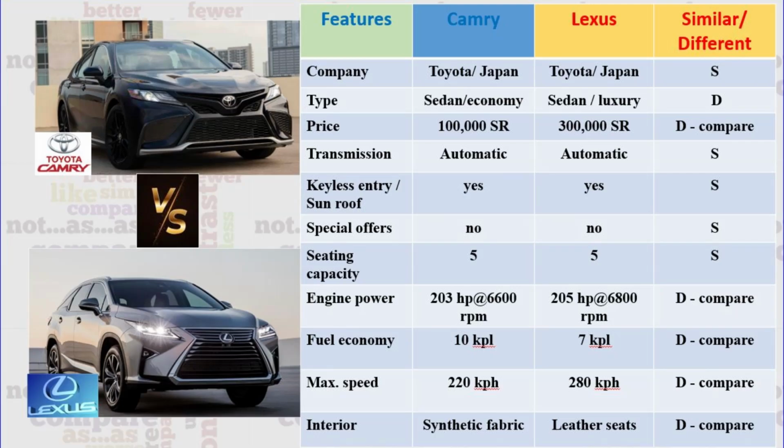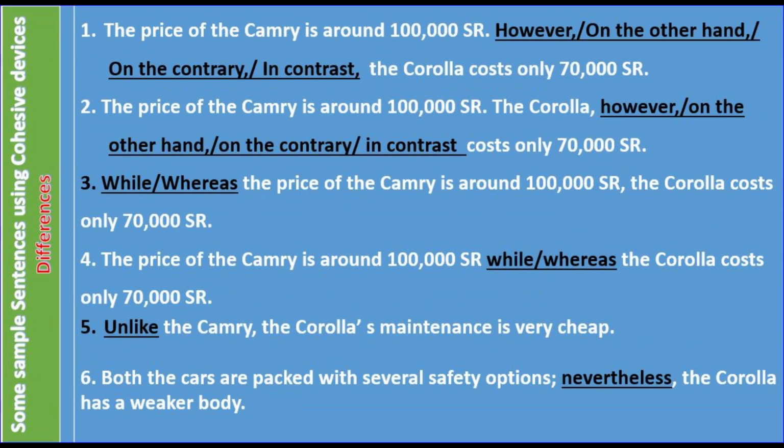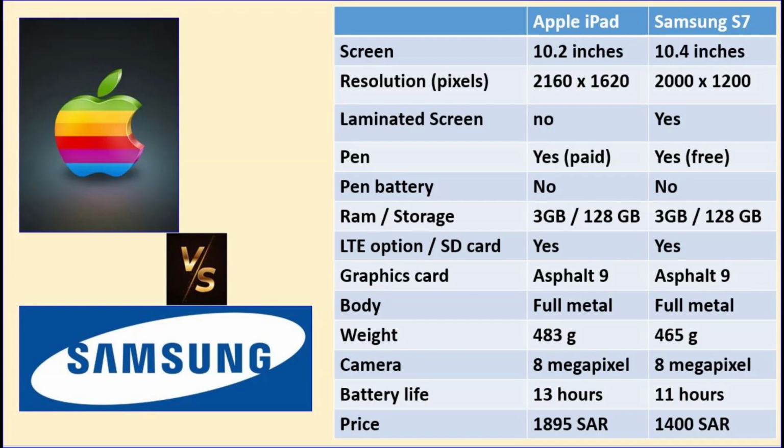Start with the similarities. Follow this slide very carefully and check how the cohesive devices are used. The same has to be done for differences. Also, when you discuss the differences, make sure you make the comparisons. Now, let's try an essay. A comparison between the Apple iPad and the Samsung 7.